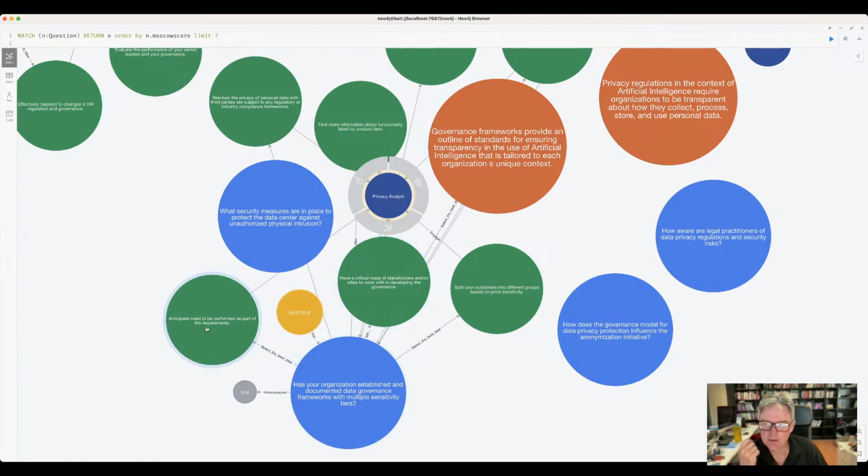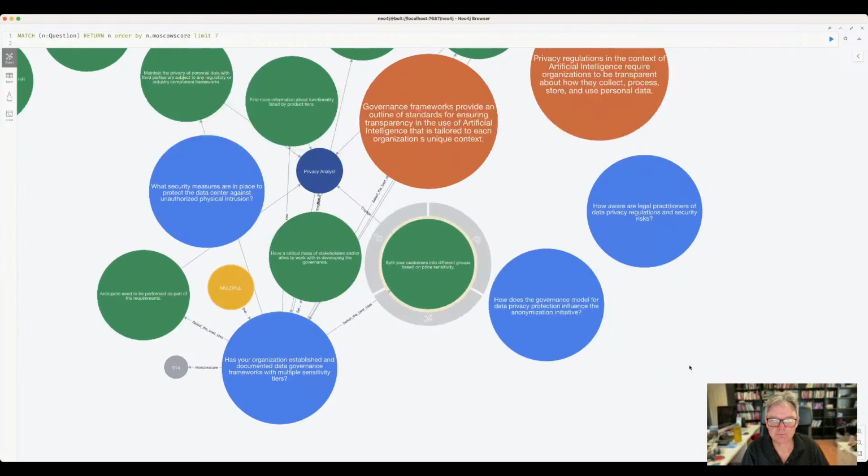Anticipate the need to be performed as part of the requirements. What needs to be performed as part of the requirement when you look at documented data governance framework with multiple sensitivity tiers. So multiple priorities, basically. Have a critical mass of stakeholders and allies to work with in developing the governance. Split your customers into different groups based on price sensitivity or sensitivity in general and data sensitivity specifically in this relationship, in regards to this.